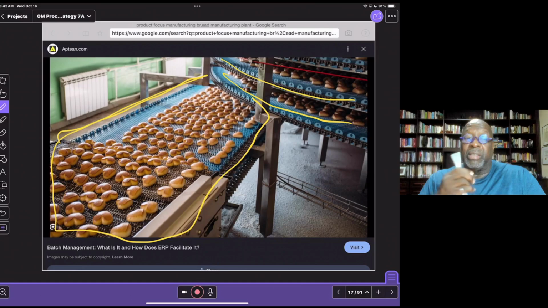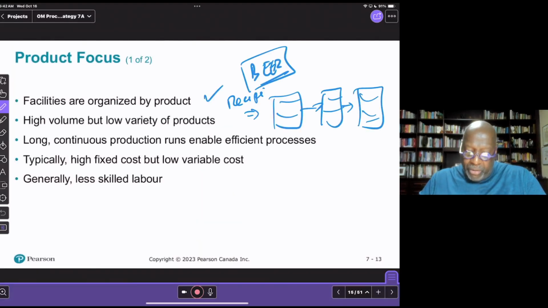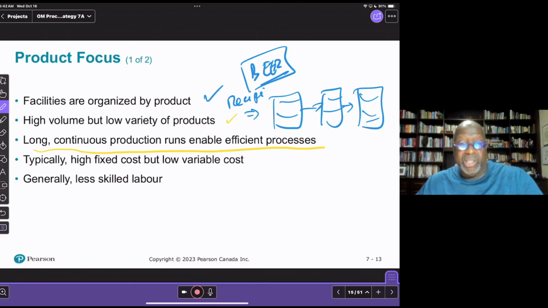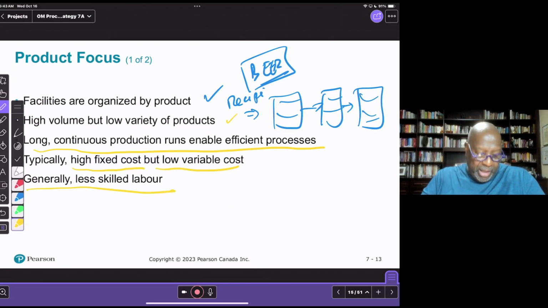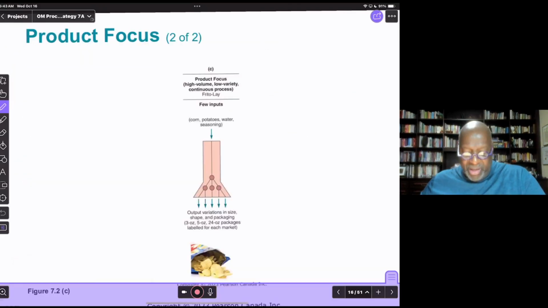So yes, your mass production bread factory is a product focus type of organization. So high volume but low variety of products, long continuous production runs to get efficiencies. You might be running that for a couple hours to produce thousands and thousands of bags of chips. Typically very high fixed costs, low variable costs, and generally less skilled labor. You just need someone to set the settings on the equipment, and then you press the button and let it run. Okay.